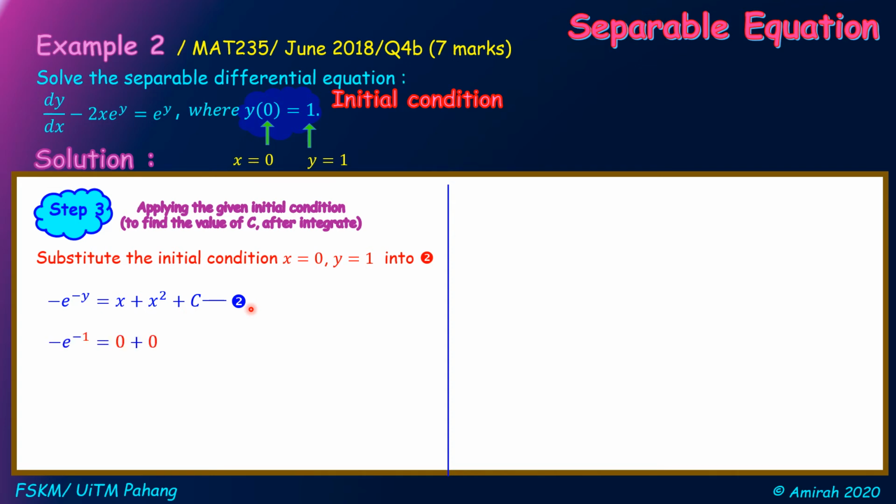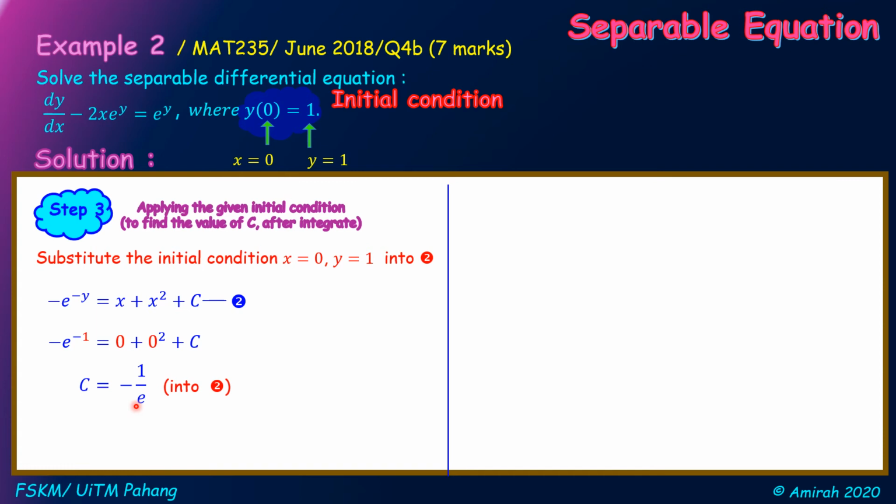Now we substitute x equals 0 into variable x here, so we get this. And we substitute y equals 1 into variable y here, and we get this. After that, we simplify. So we have c equals negative e to the power of negative 1. Then we can move e to the power of negative 1 to the denominator using the properties of indices. So we have c equals negative 1 over e. This is the value of c.